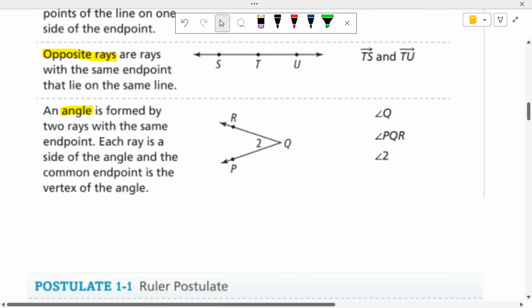An angle is formed by two rays with the same endpoint. Each ray is the side of the angle, and the common endpoint is called the vertex of the angle. So a vertex, gotta know what that is. The vertex of an angle.